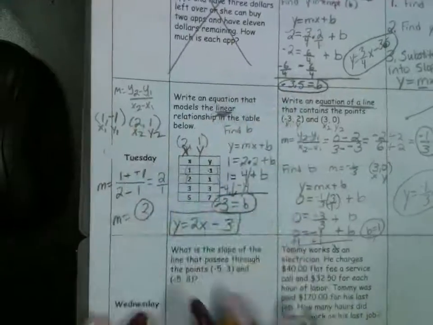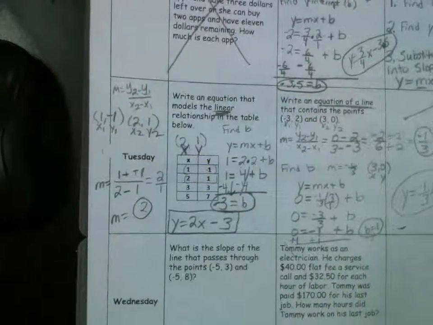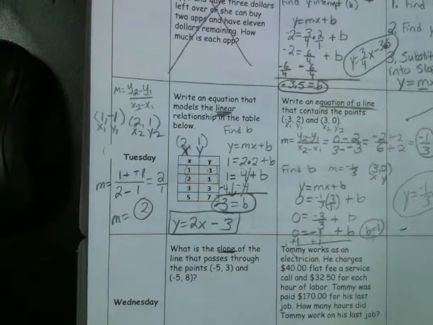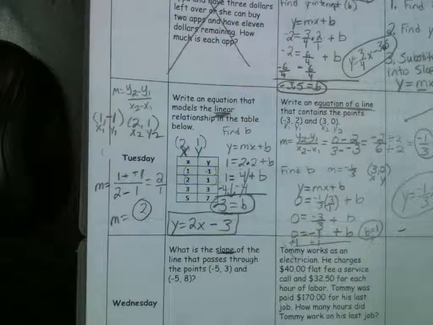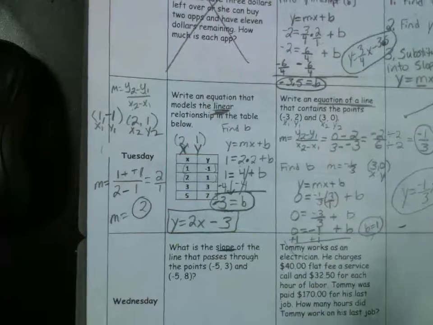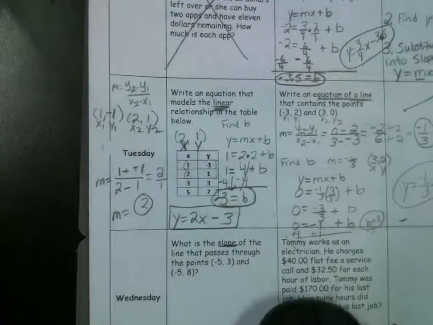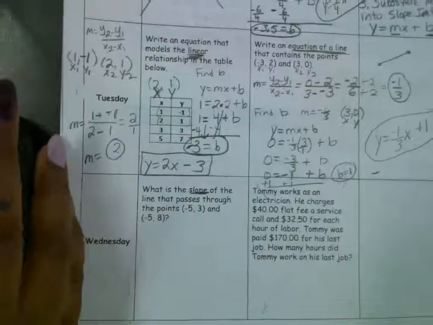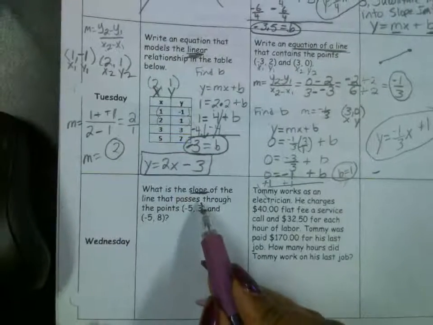It says, what is the slope? So we're finding the slope of the line that passes through these 2 points. So we're going to use the slope formula. You got a question? No, we hadn't done it yet, so hold off because we just read the problem. Okay, good that you have it though. All right, so let's look at it, guys. We are going to find the slope.